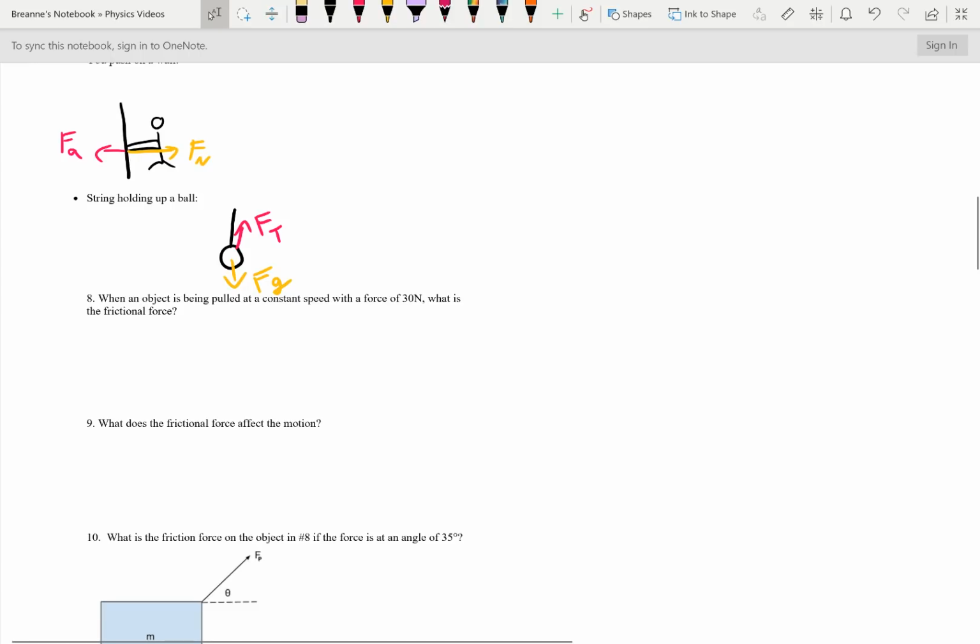So when an object is being pulled at a constant speed with a force of 30 newtons, what is the frictional force? So let's draw a free body diagram so we can see what's going on. So it's being pulled, so that's our force applied, and it's wanting to know what our frictional force is. So if our force applied is 30 newtons, key thing there, we have some key words.